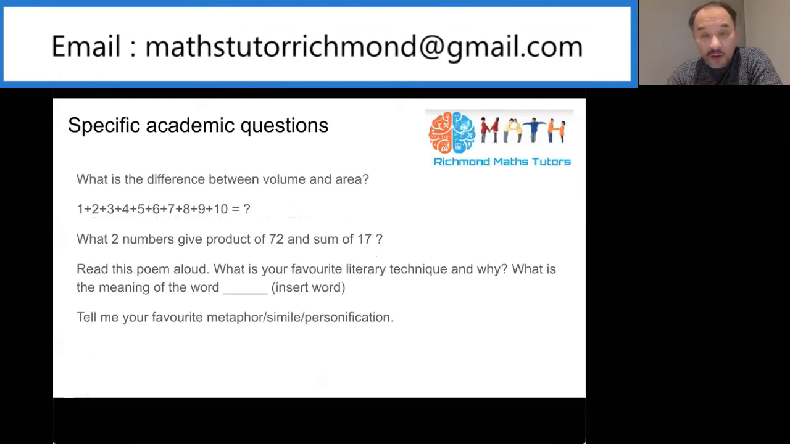Specific academic questions are designed really to find out if your child simply calculates really quickly, or do they understand the concepts which they've learned. So things like, what's the difference between volume and area? You could quite simply answer, well, width times length times height is volume, and width times length is area. But a much better answer would be something like, well, volume is the amount of stuff in a 3-dimensional space, and area is the amount of stuff in a 2-dimensional space. Because it shows a deeper understanding and a much more intuitive understanding of these terms.